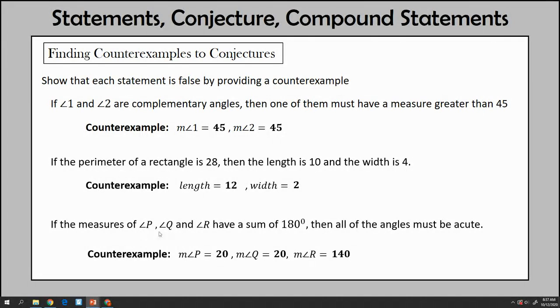So yes, I meet the requirement. All three add up to 180. However, R here is not acute. So this is not a true conjecture. This is not a true conclusion. So that's what we're trying to do with this.